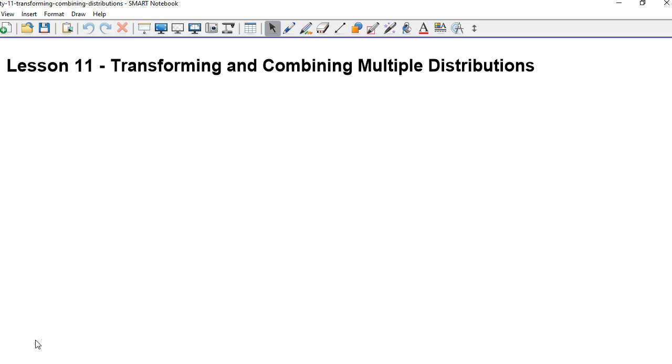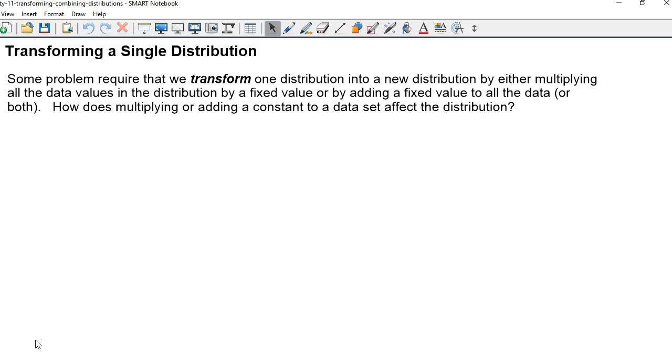I've only seen this come up in AP statistics in high school math classes, but it's a good general thing to talk about, and really it makes all of the work we've done in normal curves that much more powerful, to be able to open up a whole other range of problems. So we're going to talk about each of these topics, transforming and then separately combining multiple distributions.